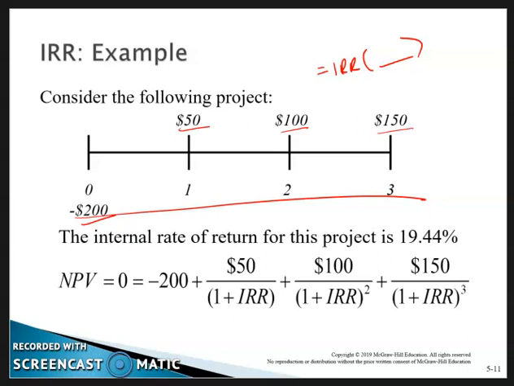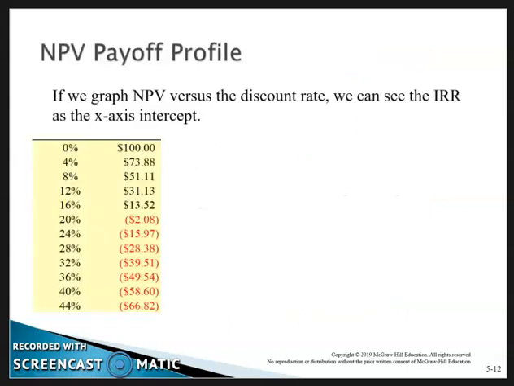The way the logic works in Excel or your calculator is that we're determining the discount rate that will discount all these cash flows back to the point where they're equal to the initial outflow, or the NPV is zero.